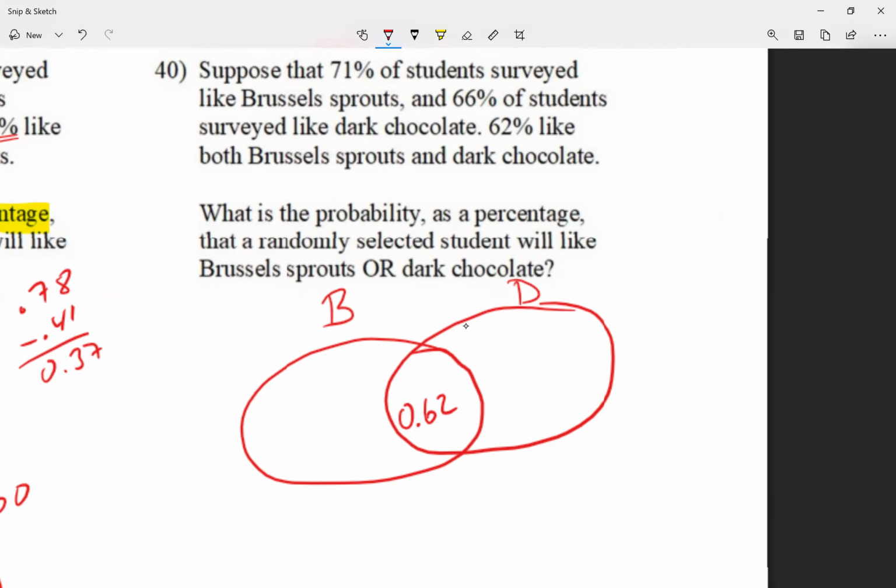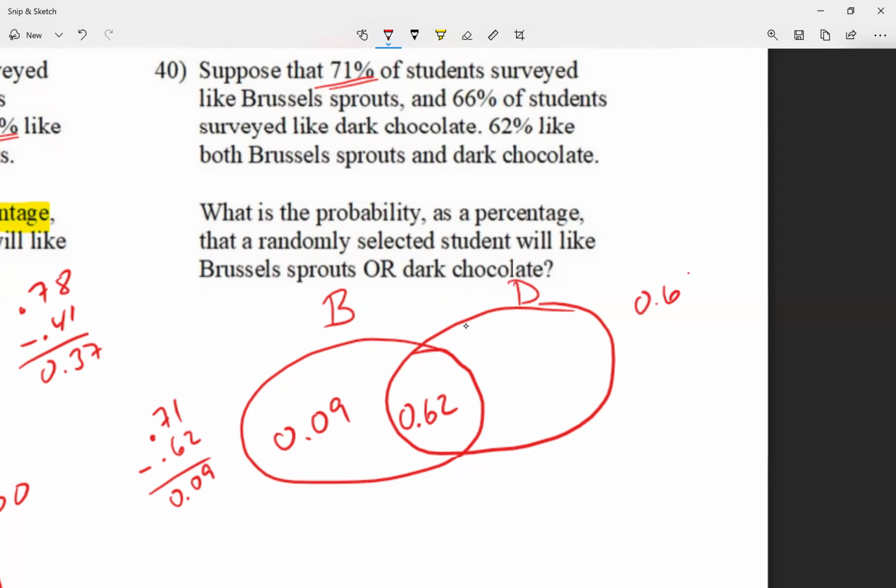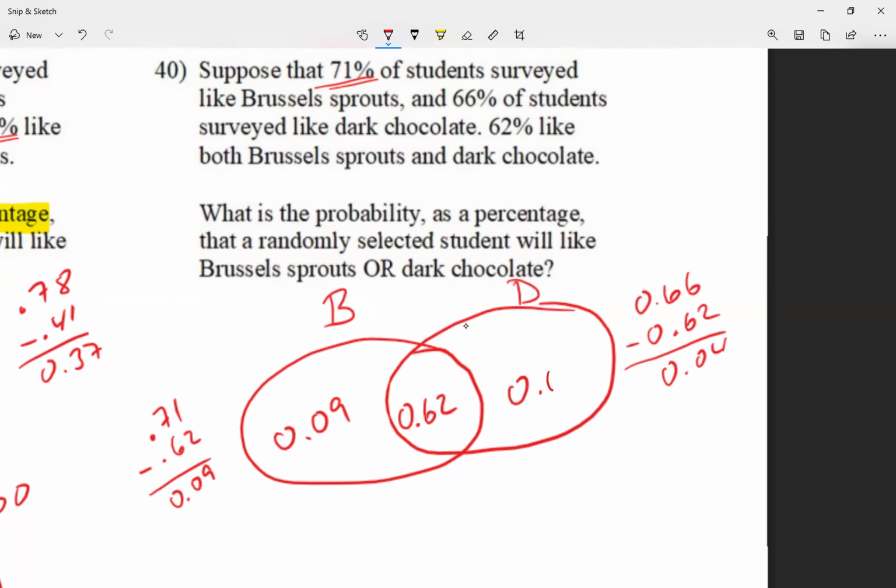Okay, because 71% like Brussels sprouts, let me go 0.71 minus 0.62. That gives me 0.09. 66% like dark chocolate, so let me go 0.66 minus 0.62, which is the percentage that they both shared. That gives me 0.04. So that means 0.04 like dark chocolate, but not Brussels sprouts.